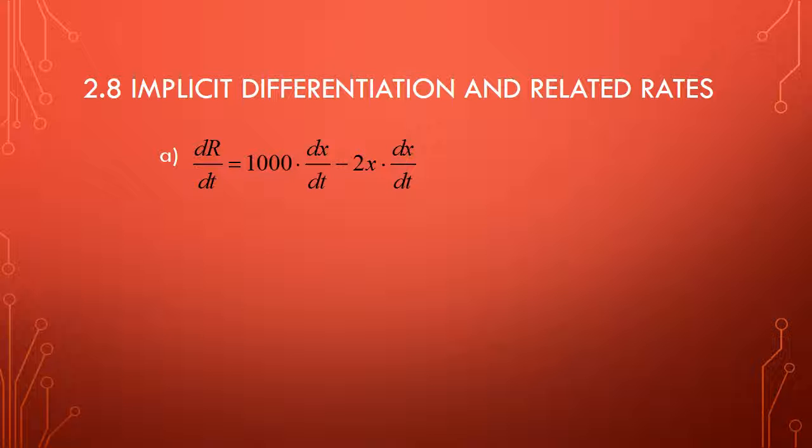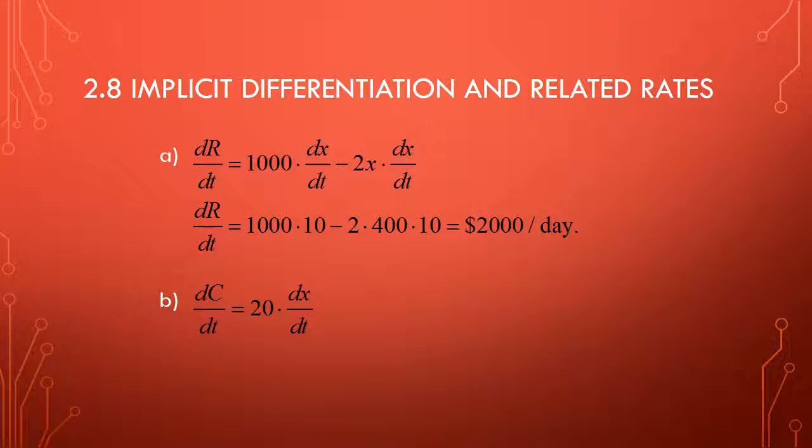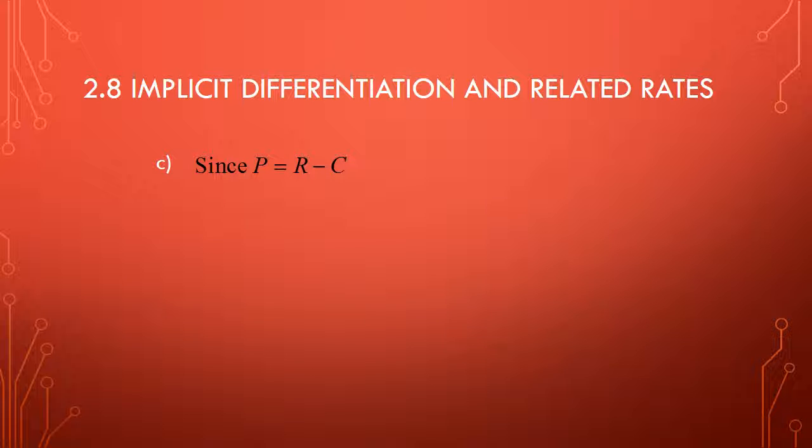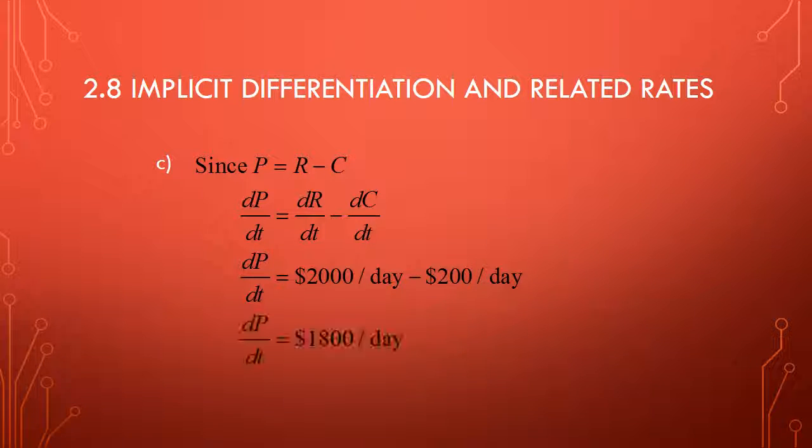Okay, so the derivative of revenue with respect to time is 1,000 times dx/dt minus 2x times dx/dt. Then putting in the numbers that we have, dx/dt is 10 and x is 400, so the revenue is changing $2,000 per day. Cost, you see here the derivative of cost with respect to time. Again, putting in 10 for dx/dt, we get 200 per day for the cost. For the rate of change of the total, subtract the two, and for profit, we get $1,800 per day.